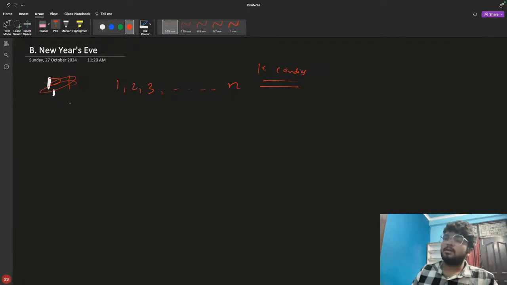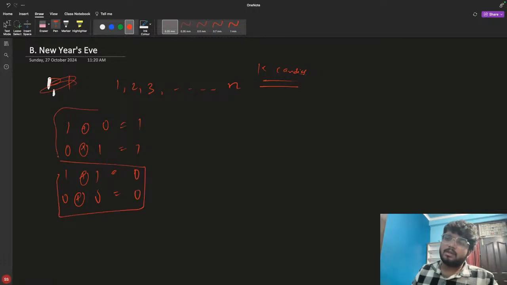So what is the property of XOR? That 1 XOR 0 or 0 XOR 1 is equal to 1. Else 1 XOR 1, so similar elements XORed will give us 0, and 0 XOR 1 or 1 XOR 0 will give us 1. So we know that the maximum taste for an individual candy, N will have the maximum taste. So we are sure that we have to take N, right?